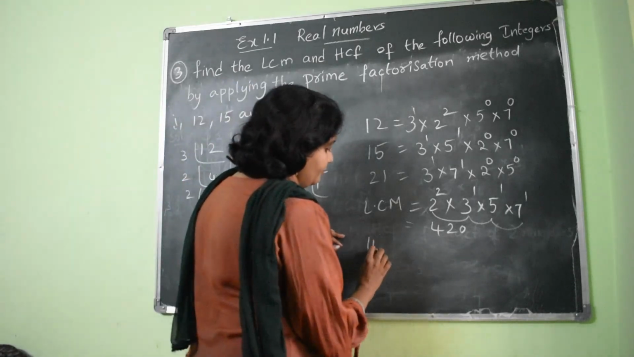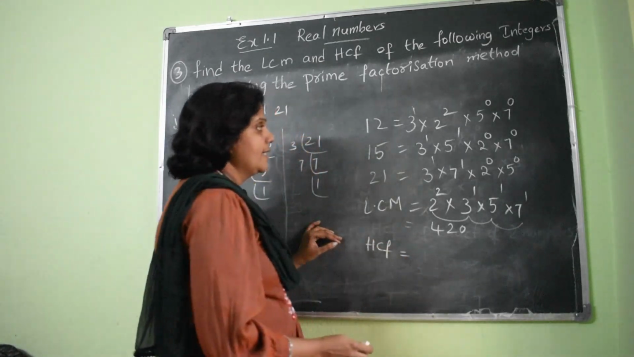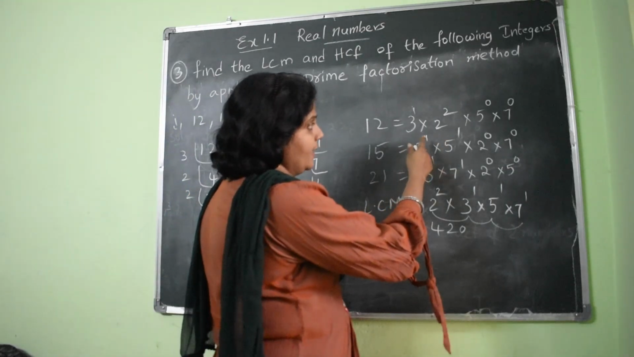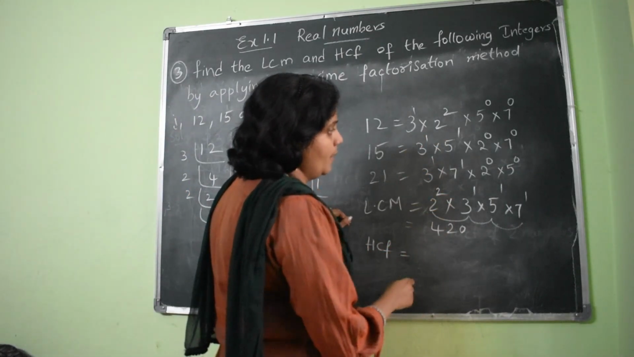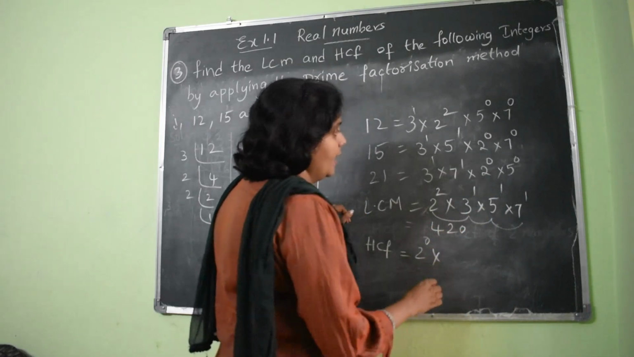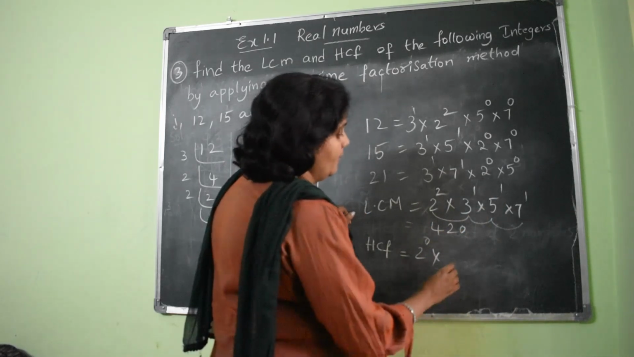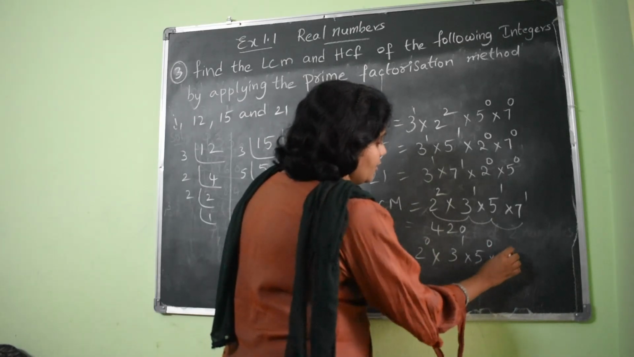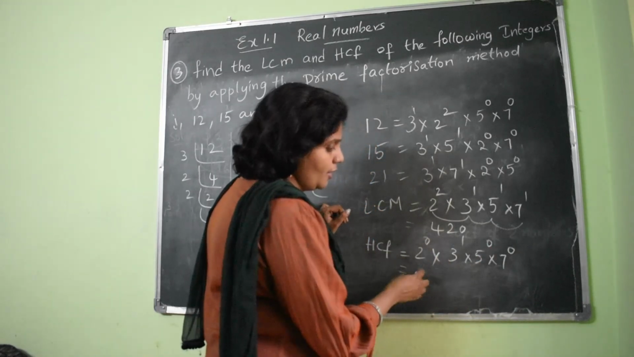Now write down the HCF. What is HCF? We need to write the least power. So for HCF, we write the least power. What is the least power for 2? 2 power 0. Next, 3 power 1. 5 power 0, 7 power 0. Anything power 0 is 1.